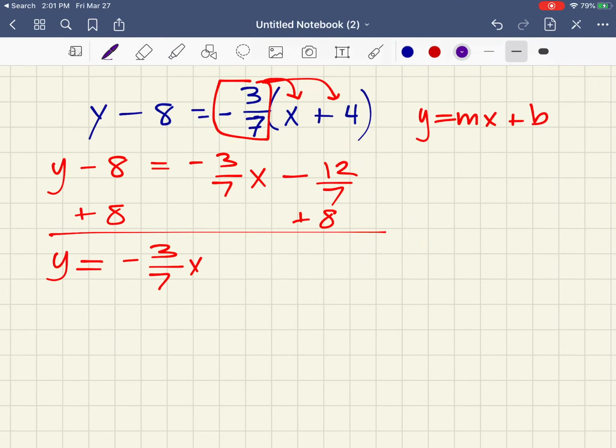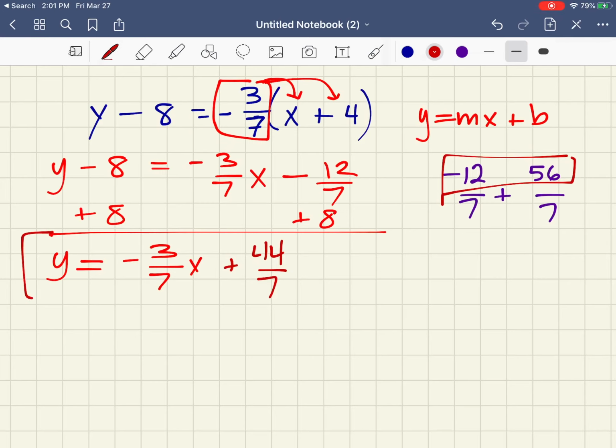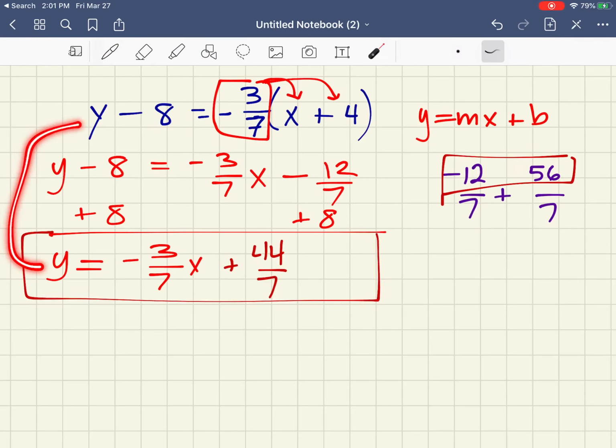I'm going to do a little bit of side work here. Negative 12/7 plus 8 is 56/7. So when I do that addition out, I'm really going to just get 44/7. So this is the same equation that I get here.